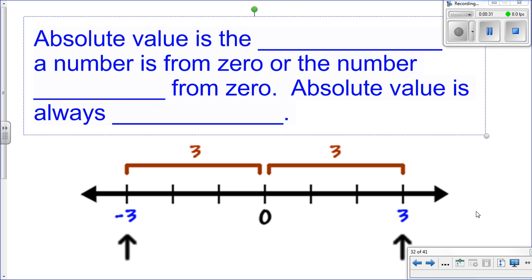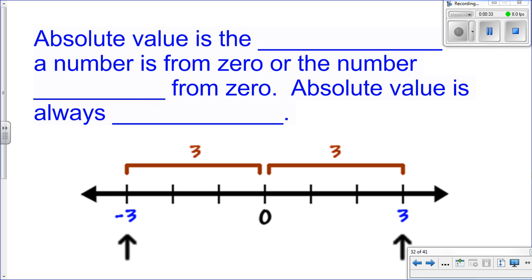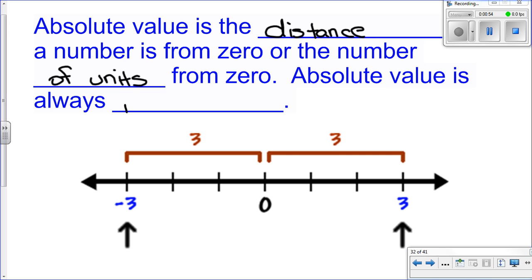So absolute value. Absolute value is the distance a number is from 0, or the number of units from 0. And absolute value is always positive.